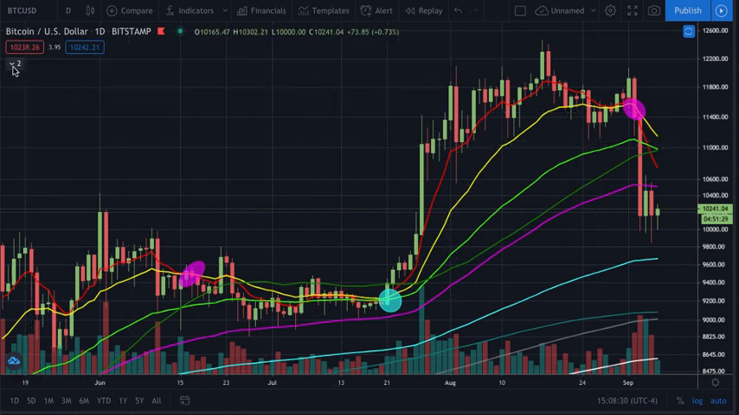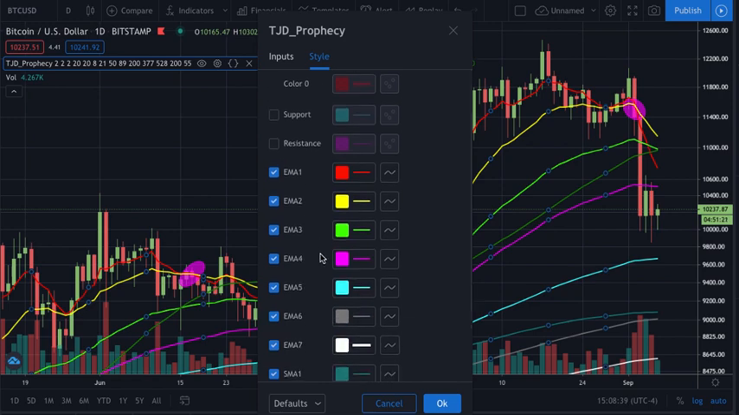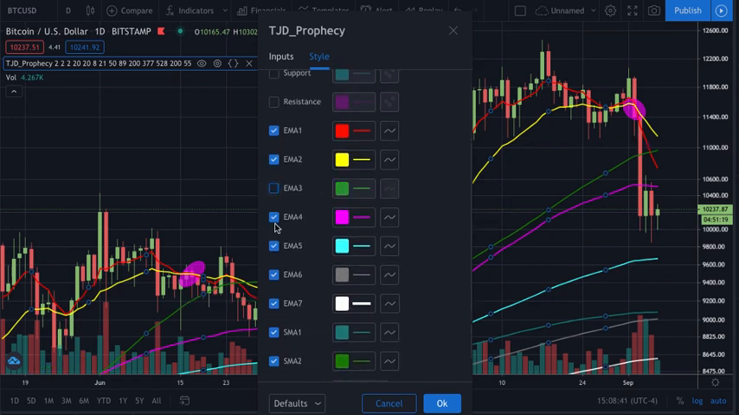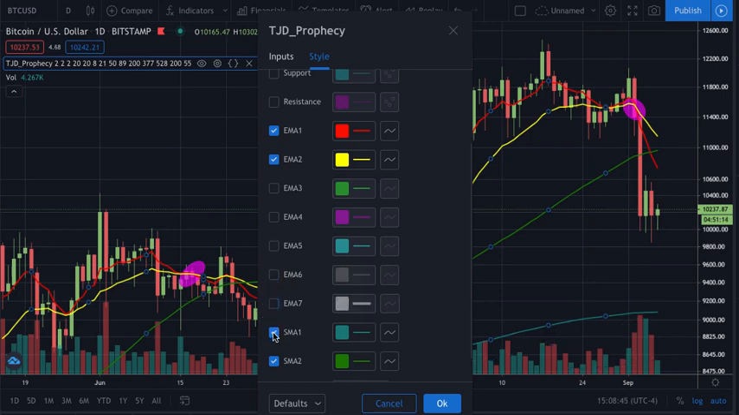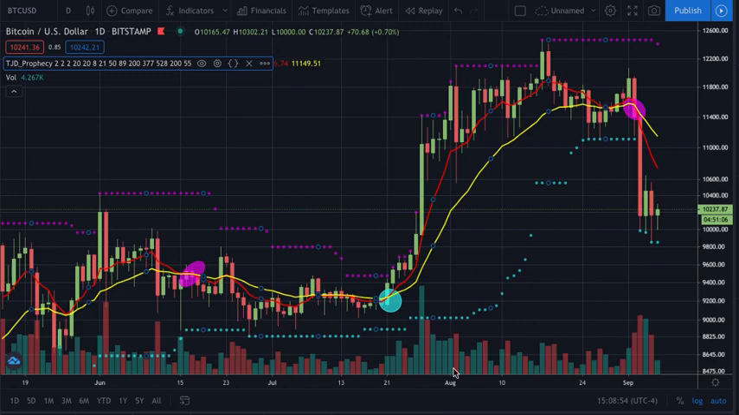All right, so let's turn back on some of the other stuff here. I'm going to turn off the moving averages. I'm just going to leave on the 8 and the 21 again, and then I'm going to use the binary pivots. Actually, let's start with the binary pivots, and then we'll do the SAR afterwards.